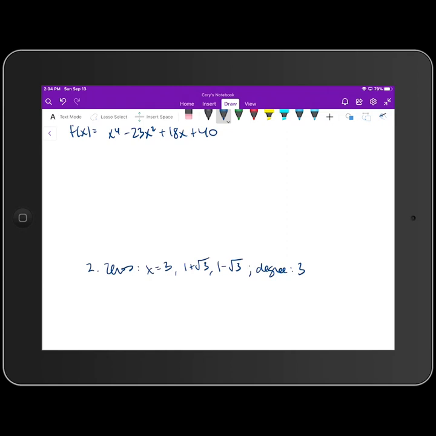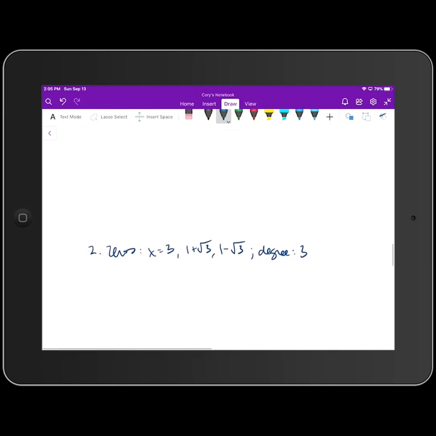Okay, so for number 2, we're looking for the polynomial that has zeros at x is equal to 3, x is equal to 1 plus rad 3, and x is equal to 1 minus rad 3. And we're told that our polynomial function has a degree of 3. Okay, so again, it has 3 zeros. It has a degree of 3. That means the multiplicity of each of those zeros has to be 1.